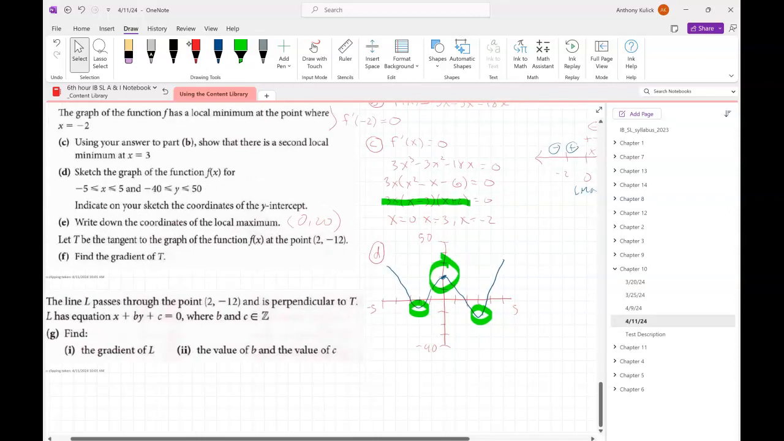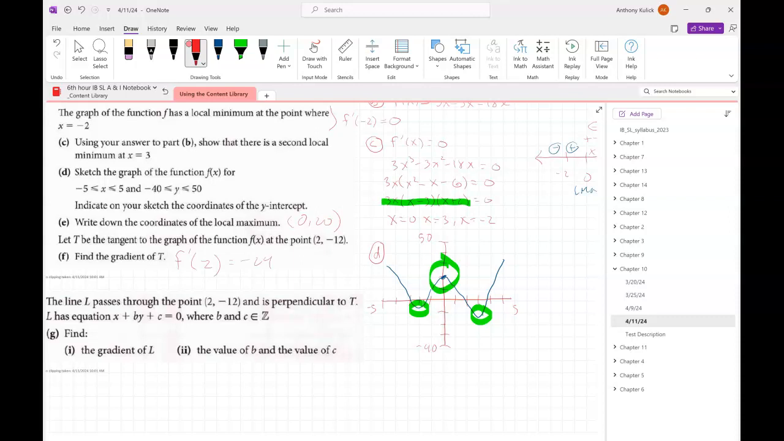It says let T be the tangent to the graph of the function f of x at the point 2, negative 12. Find the gradient of T. How do I find that? So I do f prime of 2. So when I plug that in, I get 6 times negative 1, that's negative 6, times 4, negative 24.